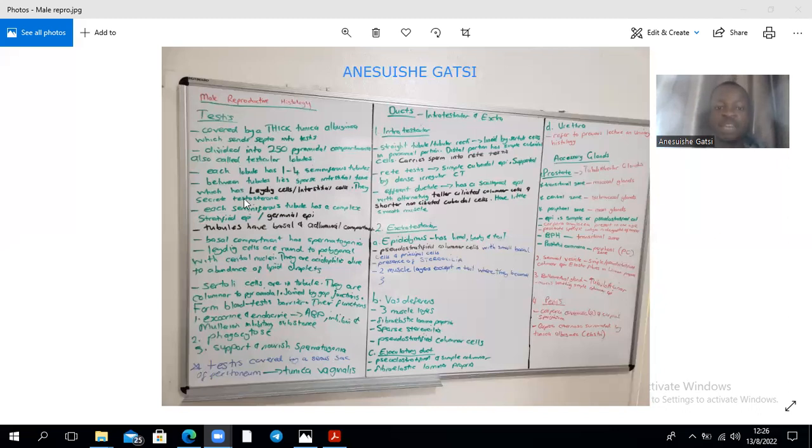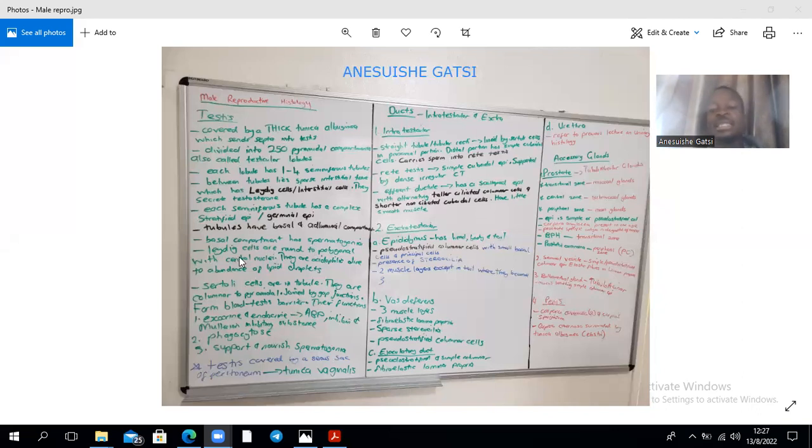If you look at the seminiferous tubule, they're lined by a complex stratified epithelium, which we call the germinal epithelium. Quite different from the germinal epithelium we described in the video of the female reproductive system. If you look at the tubules, you divide them into a basal compartment and an adluminal compartment. The basal compartment houses the spermatogonia, the niche of the spermatogonia, which are renewing themselves and also undergoing spermatogenesis and spermiogenesis.